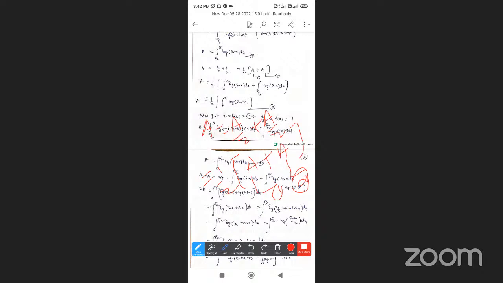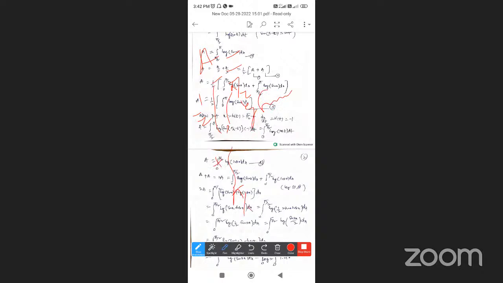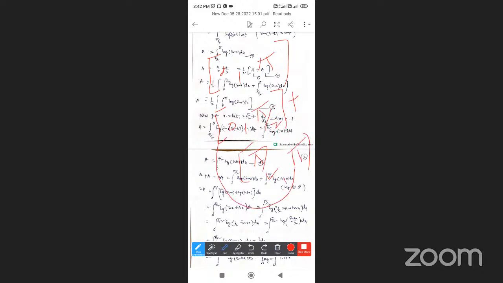That's the value. So A is equal to 1 by 2, integral 0 to pi by 2 of log of sin x dx plus integral pi by 2 to pi of log of sin x dx. What is the interval division part? The interval 0 to pi is divided in two parts: 0 to pi by 2, plus this pi by 2 to pi. So automatically it is 0 to pi.